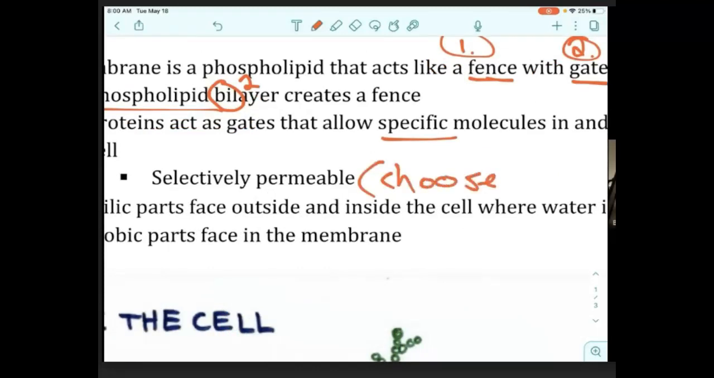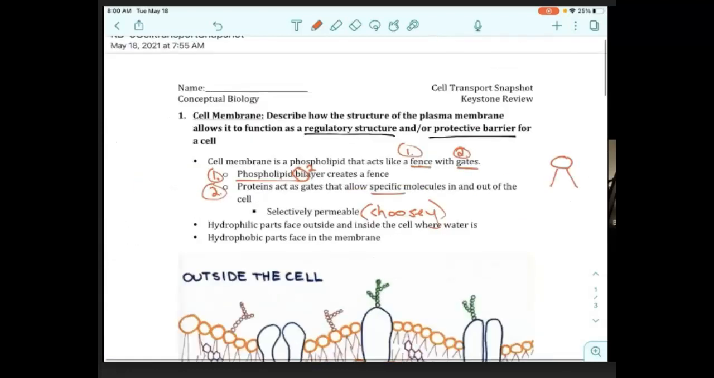Remember we made up a word? We said that the cell membrane is choosy. That's not a word, okay? But we're saying it's choosy, it's picky about what gets into and out of the cell. Okay, so cell membrane, what's its structure? Its structure is it's got phospholipids and it's got proteins. Phospholipids are the fence part. Proteins are the gates. Okay, we know that it comes together in a bilayer, which is two layers of phospholipids, and that it's selectively permeable, choosy about what gets in and out.